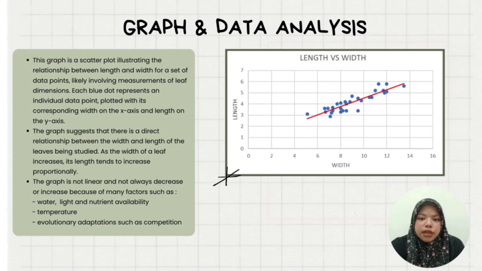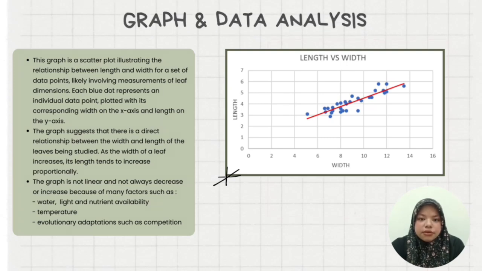The graph is not linear and does not always decrease or increase because of many factors such as water, light, and nutrient availability, temperature, and evolutionary adaptations such as competition.